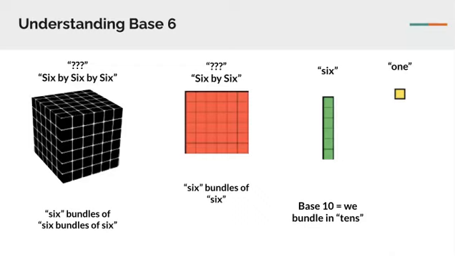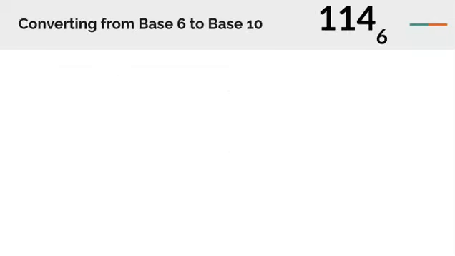In base 6, 6 bundles of 6 doesn't have a fancy name, so I'll just call that place value the 6 by 6s place. We could continue to bundle 6 bundles of 6 by 6s, which makes that cube you see on the left. Again, we don't have a special name for that, so I just want you to understand that that cube would just be the 6 by 6 by 6 place, which is 216 units or ones if I were counting in base 10.